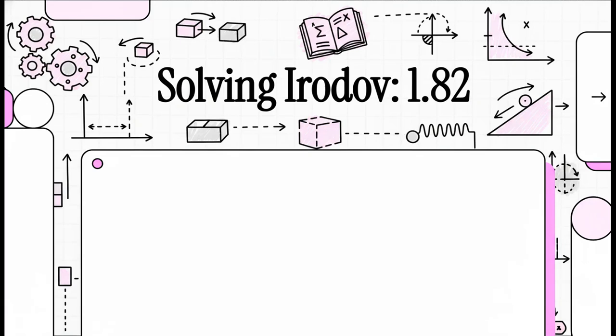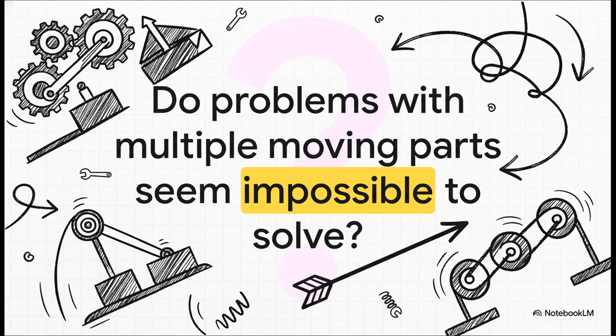Welcome to The Explainer. Today we are jumping into one of Irodov's legendary physics problems, specifically number 1.82. We're going to take this really complex system and break it down step by simple step. If you've ever looked at a problem with wedges and blocks and pulleys all moving at once and just thought, where do I even start? You're definitely not alone. It's a classic sticking point. But trust me, there is a very clear, very methodical way to solve these things.